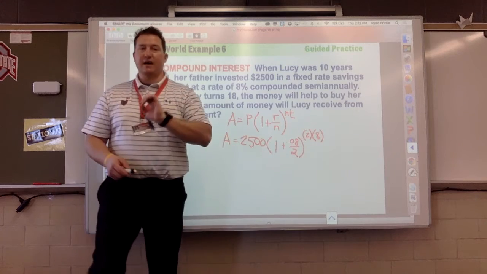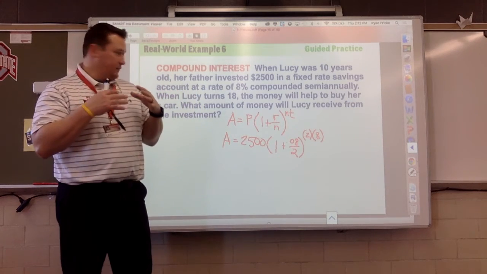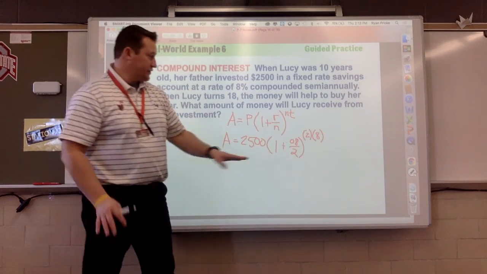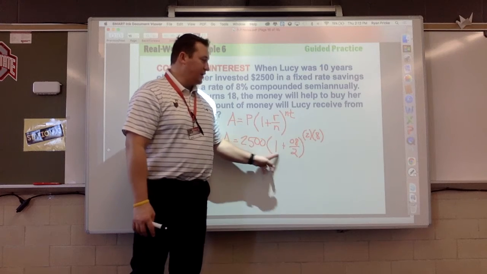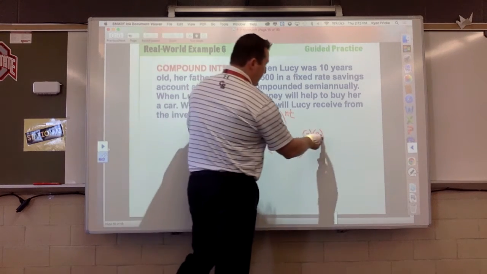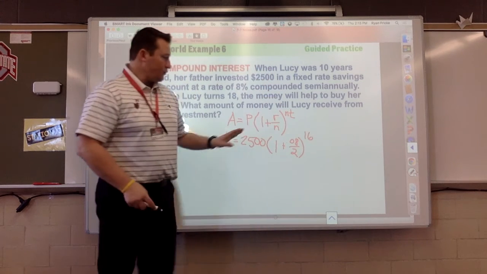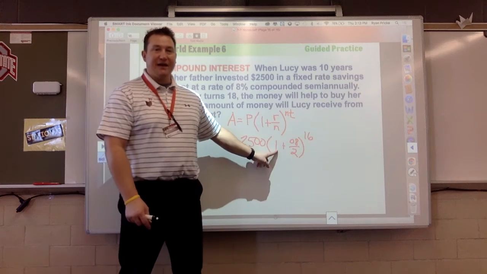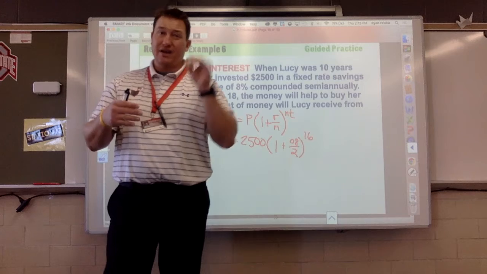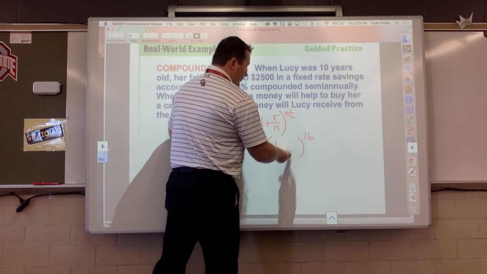Clean this up a little bit. I'm nervous when I try to put in a whole bunch of different calculations into my calculator. So I want to clean this up to one number, and I'd like to clean up this exponent. We can all agree 2 times 8 is 16, so there's my exponent. Order of operations says you have to divide this first. 0.08 divided by 2, so divide that in half, is 0.04. Add that to 1, so that's going to be 1.04.